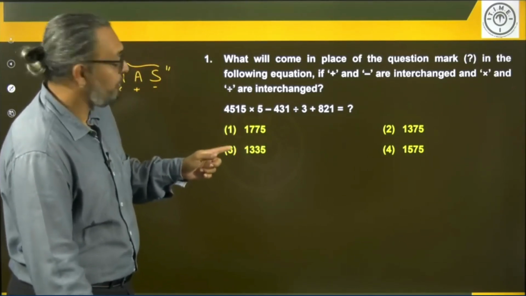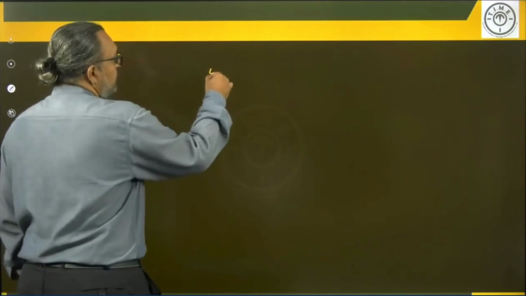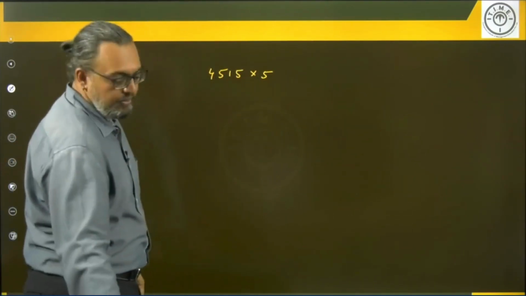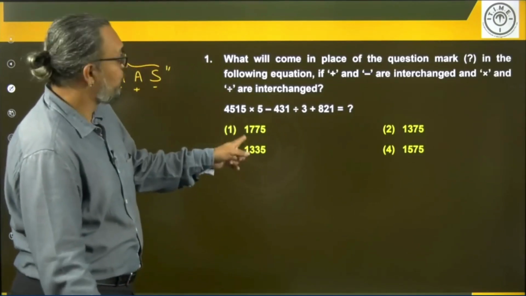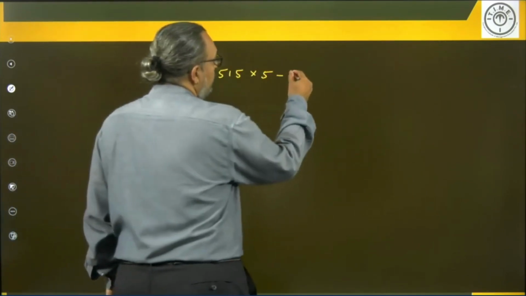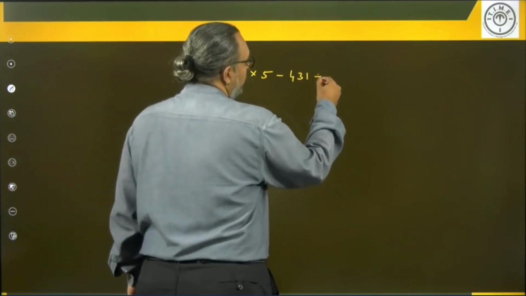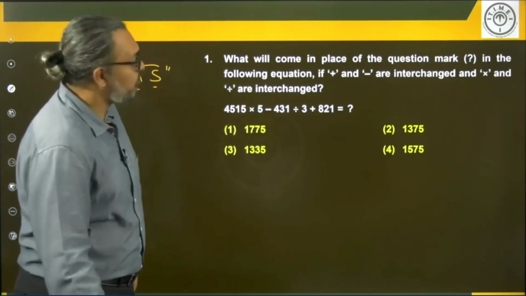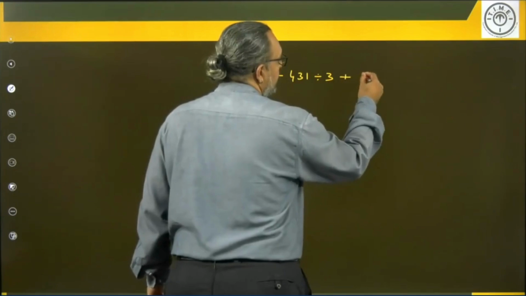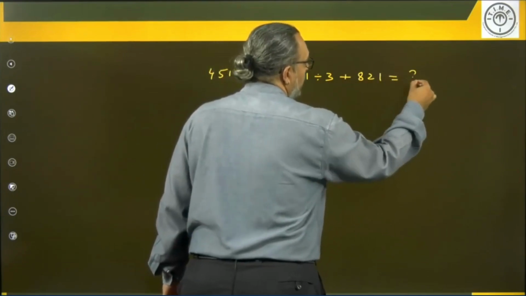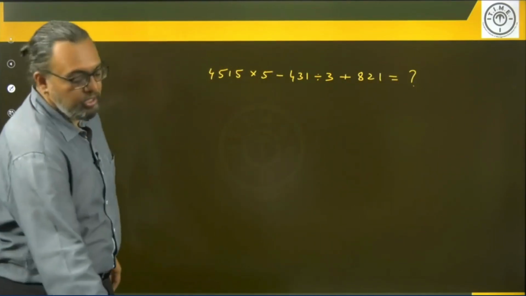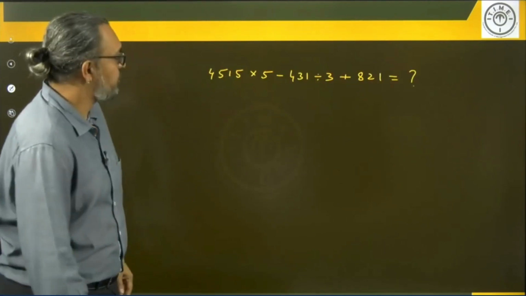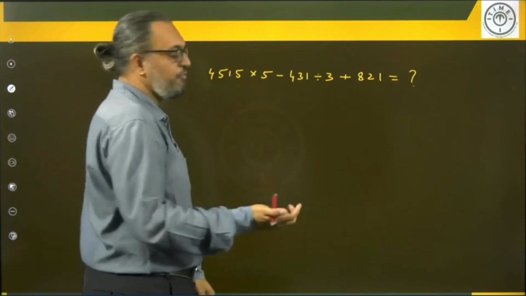So, we have 4515 into 5, minus 431 divided by 3, and then plus 821 equals question mark, he says. So, now according to our question, plus and minus are interchanged, into and division are interchanged. So, plus and minus, into and division, right.